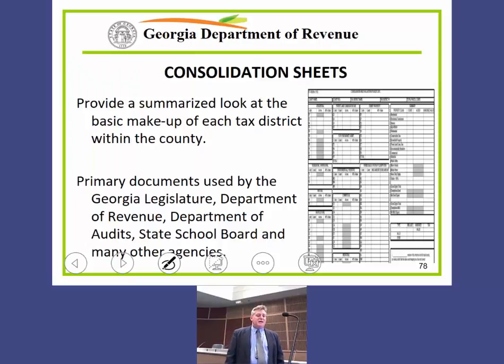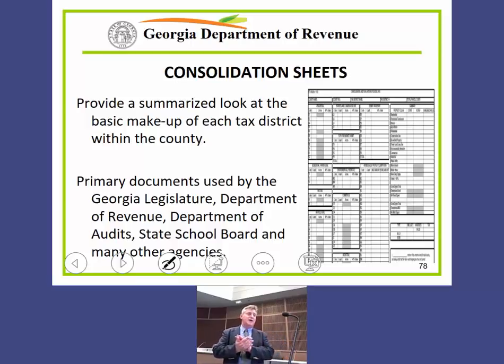The ad valorem tax digest is a listing of all the taxable property in the county or city. Each jurisdiction or levying authority in every tax district in each county has a consolidation sheet. And the consolidation sheet lays out the values of all the property subject to ad valorem tax in the county. And the values are at the 40% assessment level.